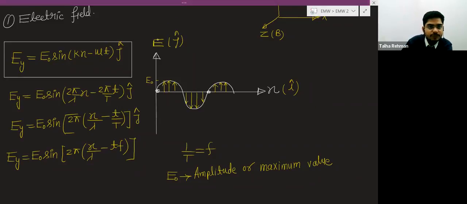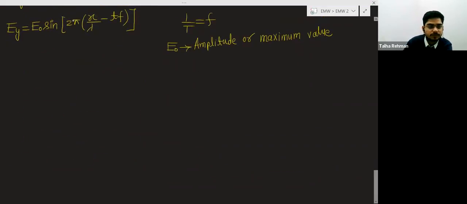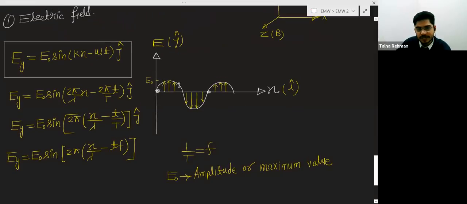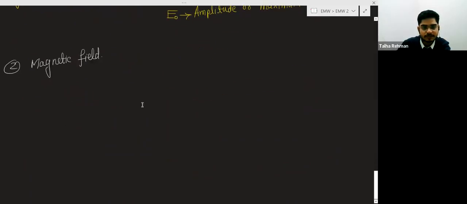Now we will write the equation of the magnetic field. Like the electric field, you can see the electric field is oscillating. Sometimes it is decreasing, sometimes increasing. With time the electric field is changing in magnitude as well as direction. So like the electric field is oscillating, the magnetic field is also oscillating in the same way, but perpendicular to the electric field.